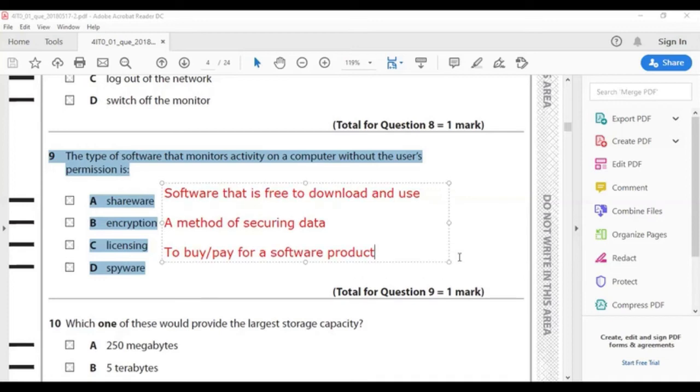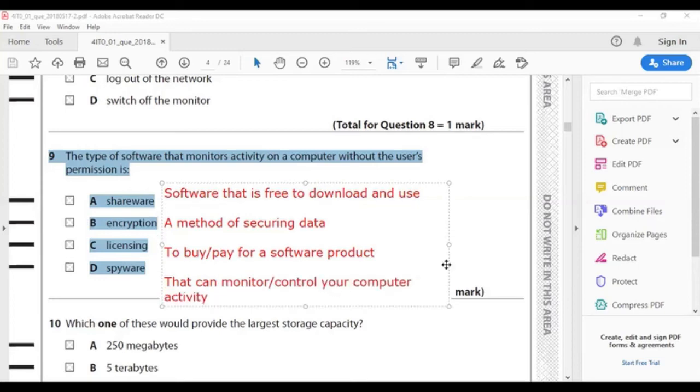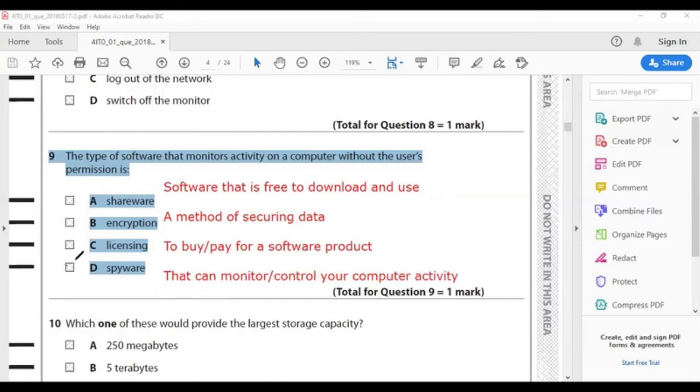Finally, we have spyware. Spyware is software that can monitor and control your computer activity. So the answer is D, spyware. You need to be careful, guys. Spyware can actually get into your computers, so make sure you don't open any anonymous emails or download any attachments that look suspicious.